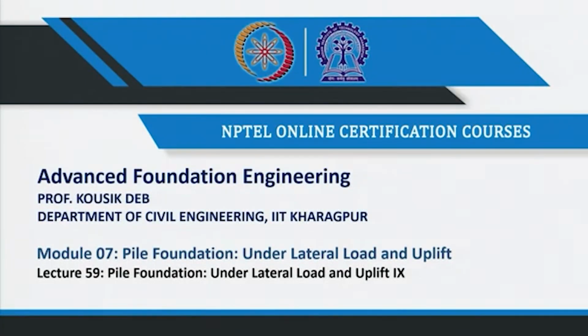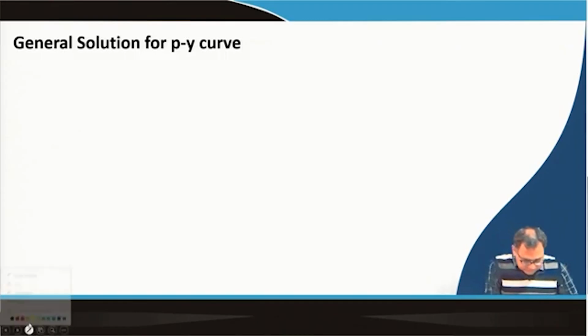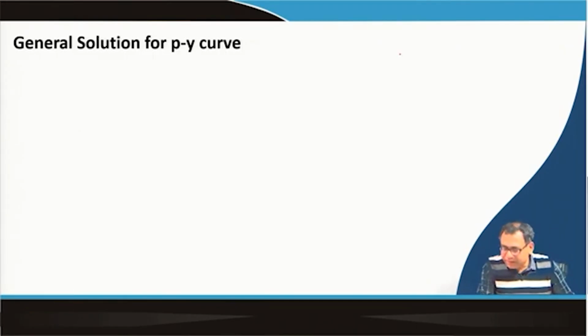So, in this class I will give the general solution for the p-y curve. Now, p is basically stress and y is the deformation. So, it is stress versus deformation curves for the laterally loaded pile. In this case we are assuming that the pile is modeled as a beam which is resting on, or attached with, springs.